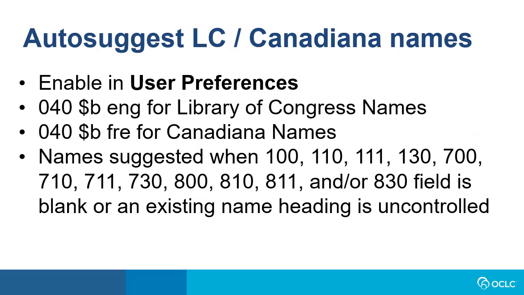Auto-suggest LC and/or Canadiana names can also be enabled in User Preferences. 040 subfield B must be ENG for English for Library of Congress names, and 040 subfield B must be FRE for French for Canadiana names. Names would be suggested when the 1XX fields or 7XX fields or 8XX fields and/or 830 field is blank or an existing name heading is uncontrolled.